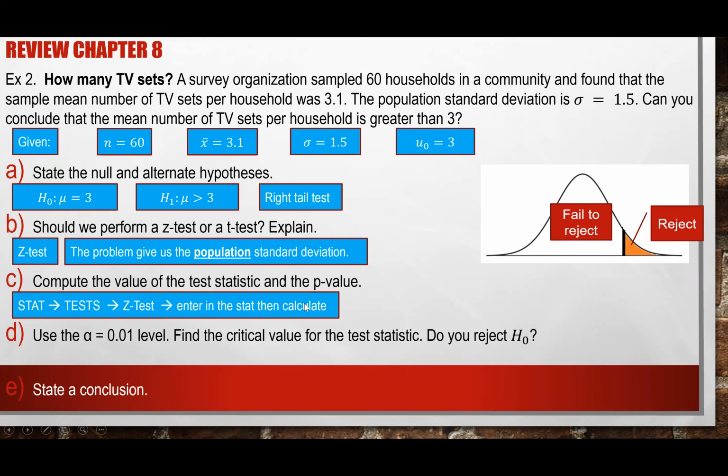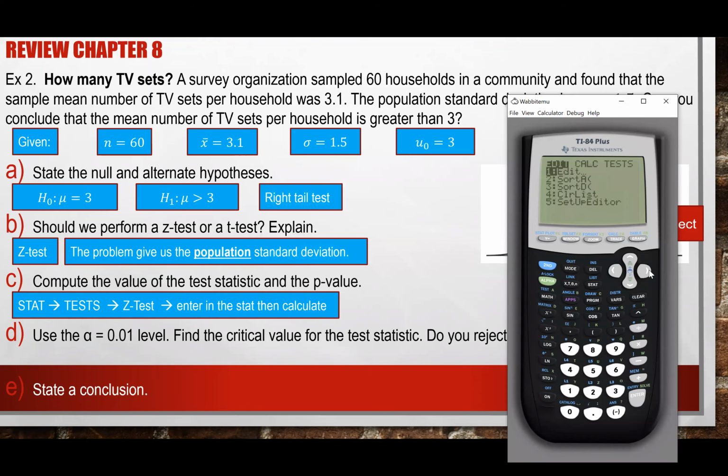Looking at this, the only thing different between this problem versus the prior problem is that we go to stat, we go to test, but instead of the t-test, we use the z-test. All you do is go into your stat and type in your data, right? My mu is 3, my standard deviation is 1.5, my sample mean is 3.1, and my n is 60.